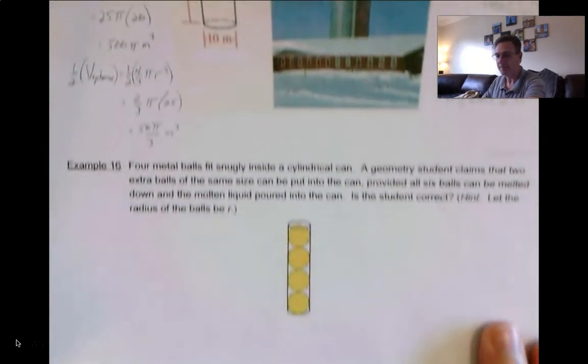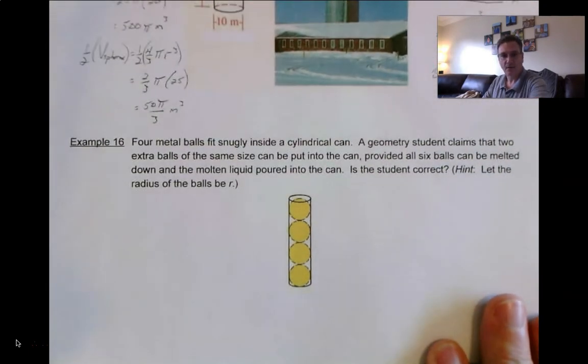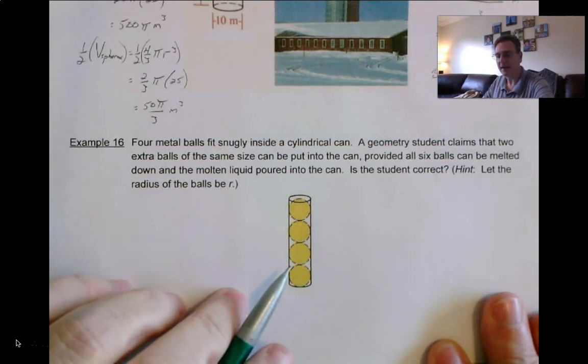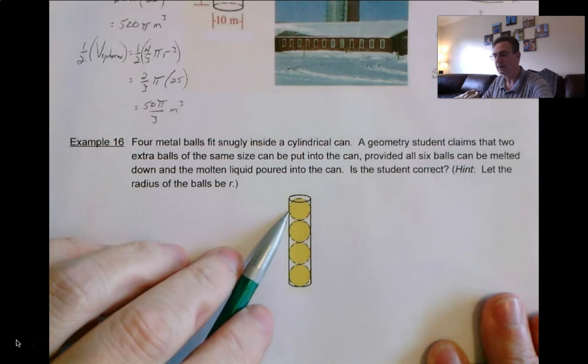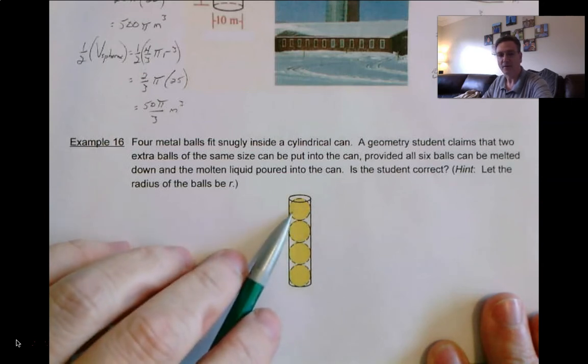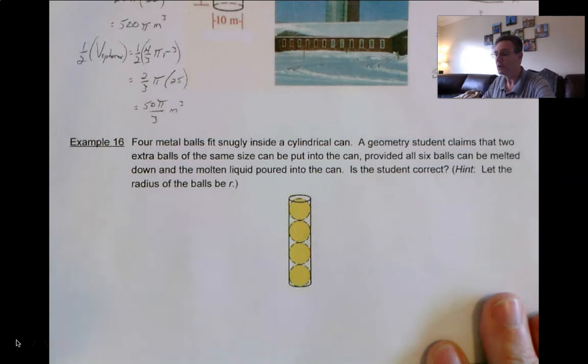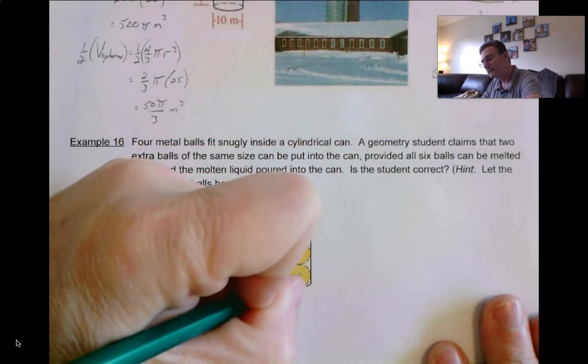Example 16. 4 metal balls fit snugly inside of a cylindrical can. So in other words, the diameter of the can and the diameter of the metal balls is exactly the same. A geometry student claims that 2 extra balls of the same size can fit into the can, provided that all 6 balls were melted down and the molten liquid poured into the can. Is the student correct? So let's do this.